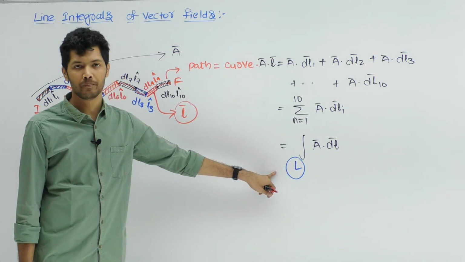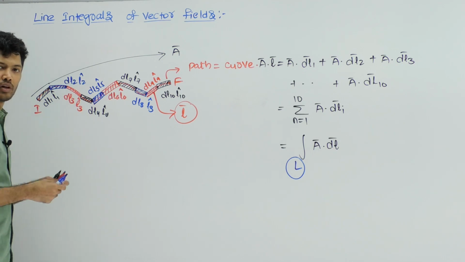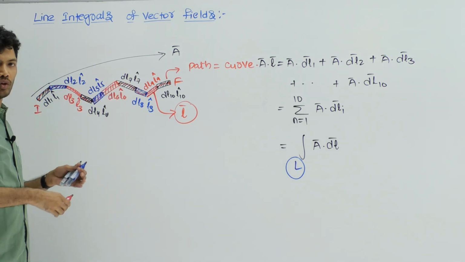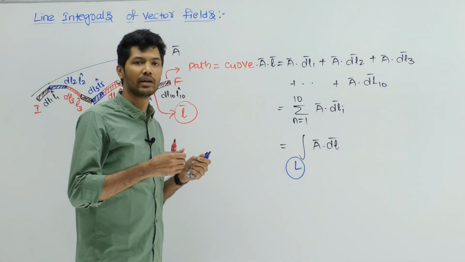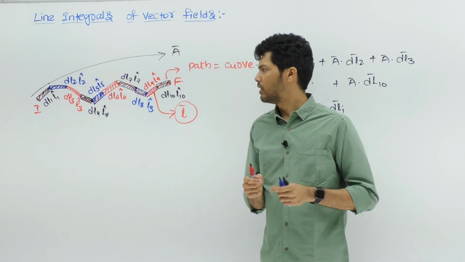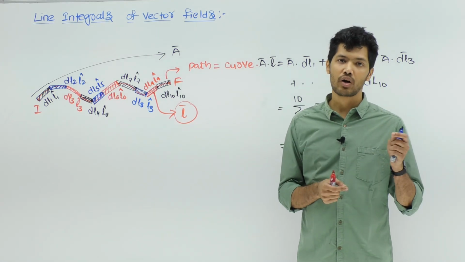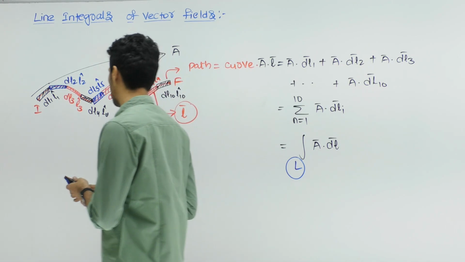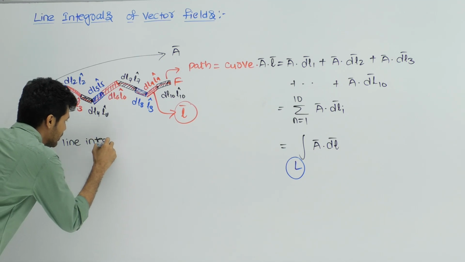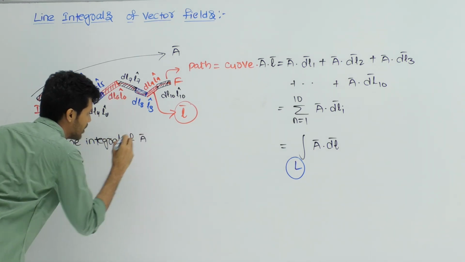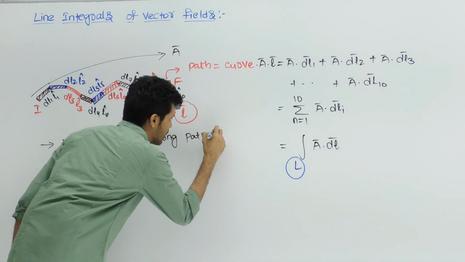Now if you look at this curve that we have taken, is it an open curve or a closed curve? Obviously this is an open curve. What is an open curve? Whenever the final point and the initial point are not the same, we call that curve an open curve. And whenever the final and initial points are the same, that curve corresponds to a closed curve. So whenever we are taking the line integral of A bar vector along the path L, along the path L.